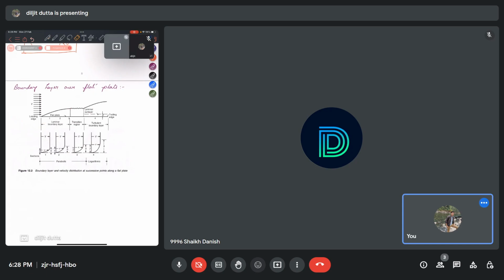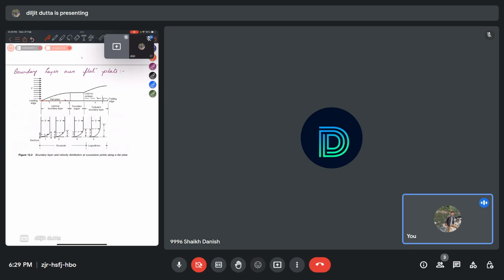So as soon as flow enters the flat plate, this is the leading edge. As soon as it strikes the leading edge, the boundary will have an impact on the flow, and the boundary layer will be formed. Initially the laminar boundary layer will be formed, then there is a transition region, and thirdly there will be a turbulent boundary layer with a laminar sublayer. I will go into definitions of these laminar, turbulent and transition boundary layers.